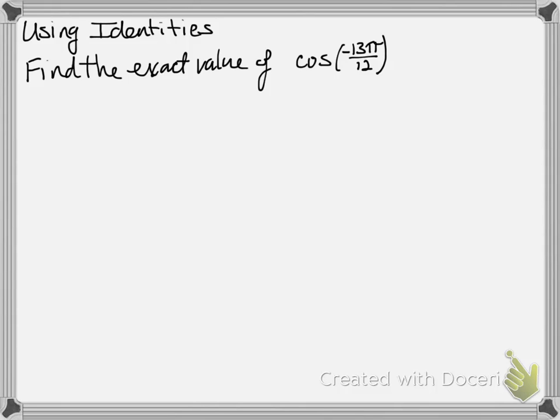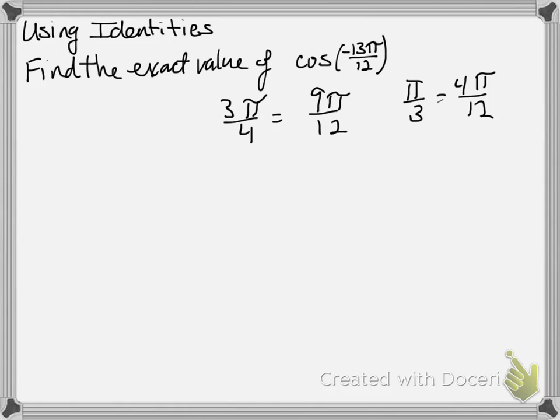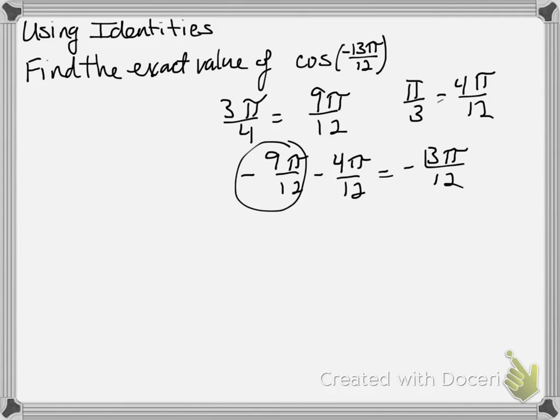If we look at those, we can put all of our angles on the unit circle over 12, finding that common denominator, which could help us. So we could take 3π/4, which equals 9π/12, and π/3, which equals 4π/12. If we check negative 9π/12 minus 4π/12, we would have negative 13π/12. So these are the angles we want to use: 9π/12, negative 9π/12, and 4π/12.